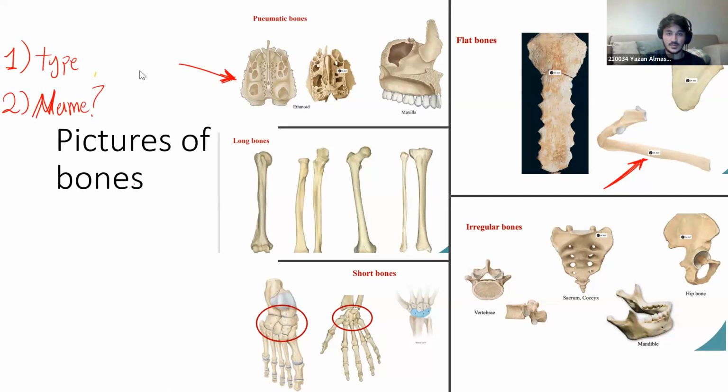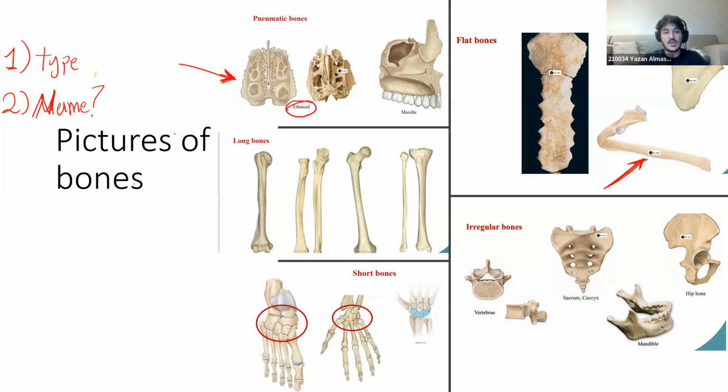Pneumatic. Is there a difference between it? Yes. Pneumatic is basically for airspace. It's for the face, okay? I'll explain why they're pneumatic, just so you know. So this bone is a pneumatic type of bone, and the name of the bone is ethmoid. It's even written here, so you don't have to do much thinking.